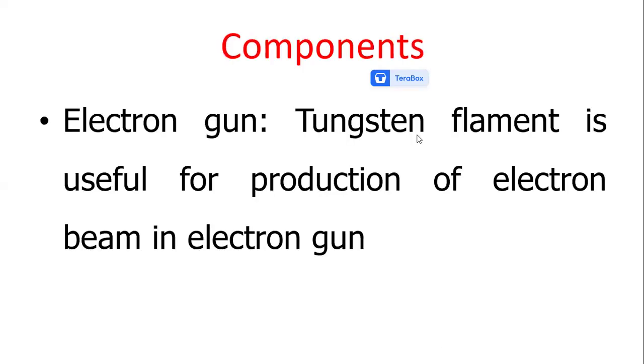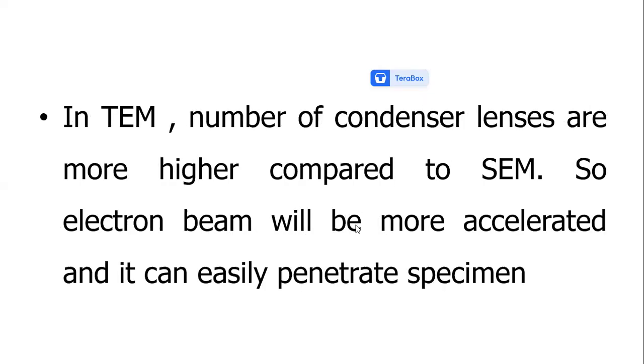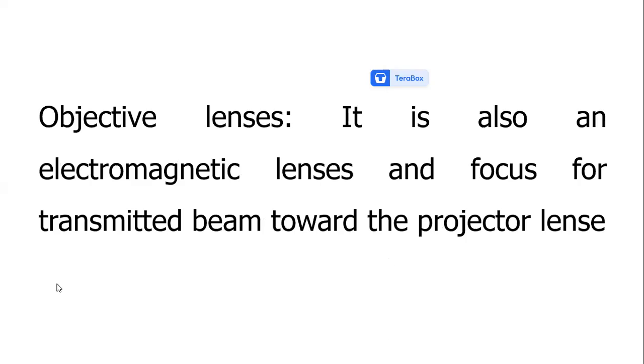Components: electron gun. The tungsten filament is used for production of the electron beam in the electron gun. Condenser lens: these are electromagnetic lenses and they focus all the electron beams toward the specimen. In TEM, the number of condenser lenses is higher compared to SEM, so the electron beam is more accelerated and can easily penetrate the specimen.